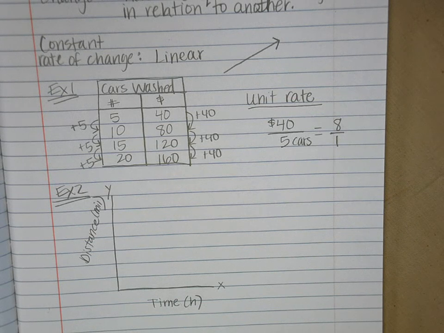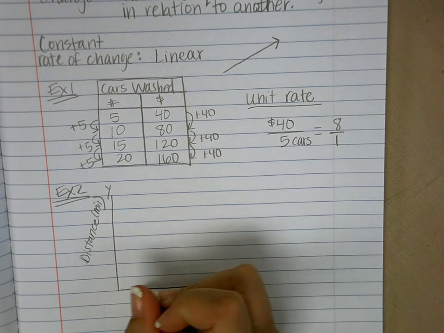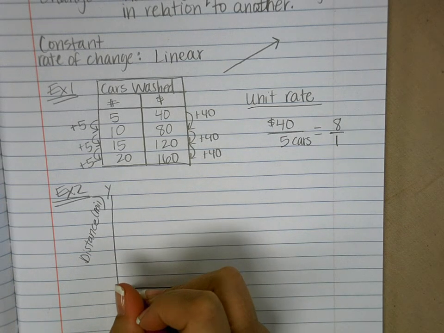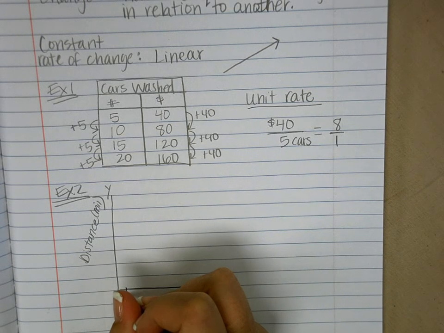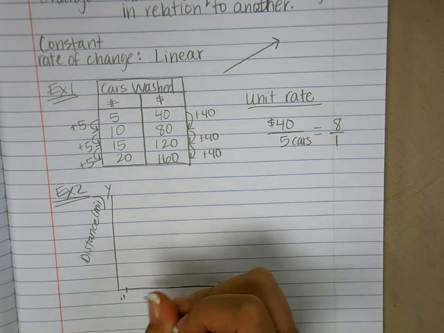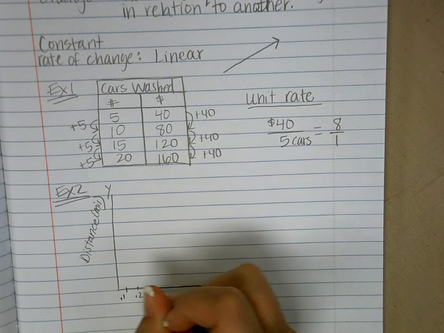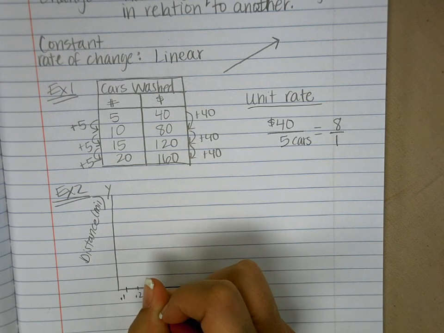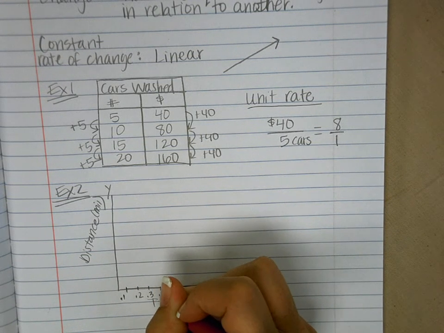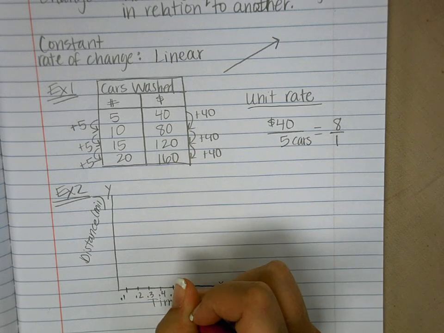Okay, so let's say that I'm driving down the road, like I'm driving to, where should I go? I'll go to Walmart. And so I'm driving, and let's say we'll go in minutes, oh sorry, we're going in hours. So we're going to go by tenths, so put 0.1, 0.2, 0.3, 0.4. We're going to make these small because we're using hours.